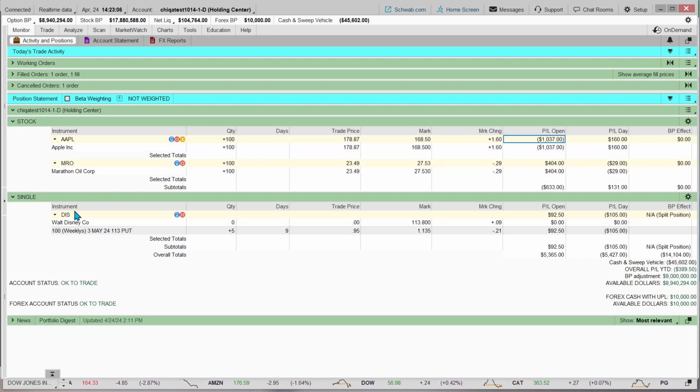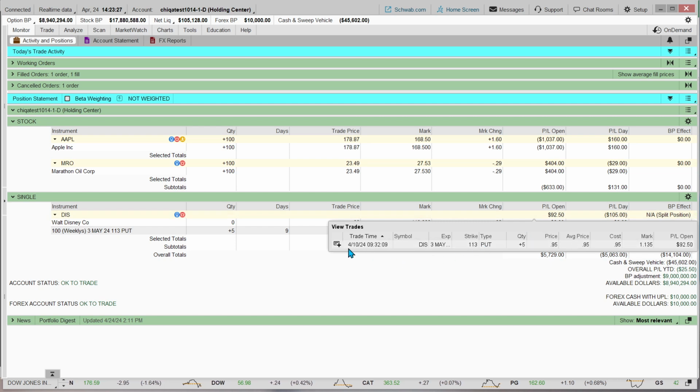Then we come down here and we can look at an option trade for Disney. This looks to be 5 long put contracts. Looks like we have 9 days till expiration. The trade price here was 95 cents. The mark price here, in other words, where we're closer today, was $1.13. We come over here and look at this one as well. We can click on the PL Open. This will give us the date.